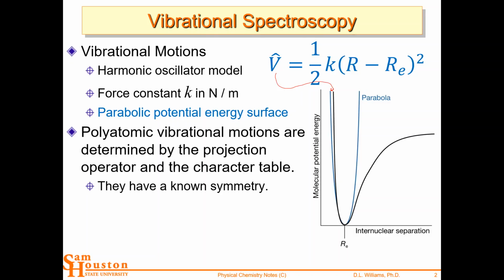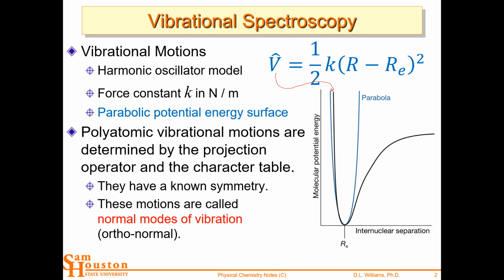Because you're using the character table, these vibrations have a known symmetry. So like if you do water and you run it through the character table, you're going to know that that vibration is the B1 vibration or the B2 vibration or the A1 vibration. And you're going to know by looking at all of the possible motions in water that you can't have an A2 vibration because there's no motion in the molecule that will stay on that row of the character table. So using the character table allows us to get these normal modes of vibration. So that's a vocabulary word that you'll hear me say all the time, normal modes of vibration.